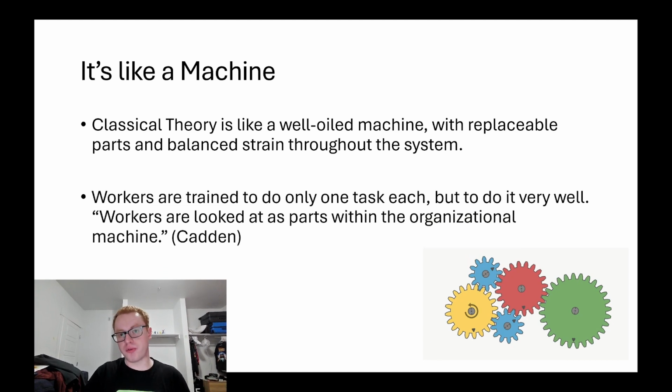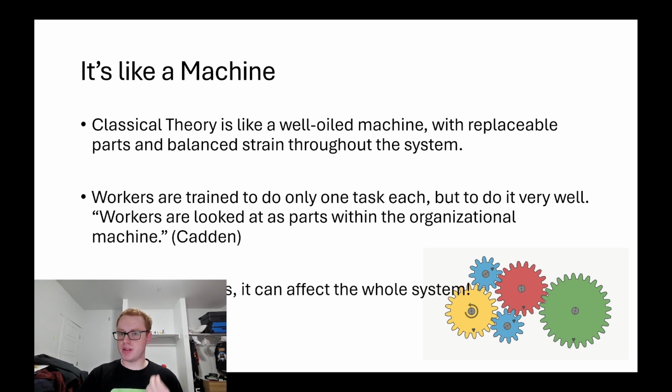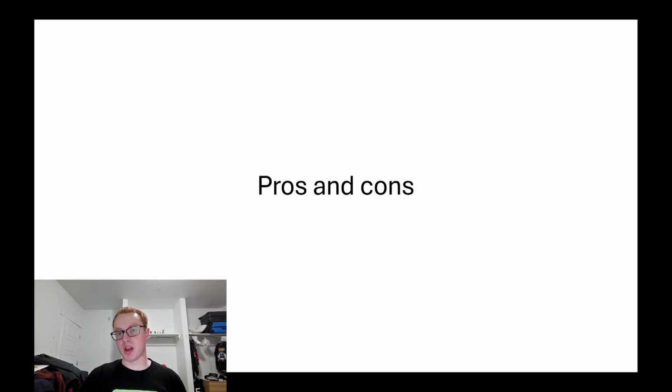A good quote from one of my resources for this is: workers are looked at as parts within the organizational machine, in that they are really good at doing one thing, and that's what they're trained to do. But the problem with this is if one part fails, the whole machine might have to stop just to replace that one part before it can go again. It works very, very efficiently, so that's not the biggest problem. Now, there's pros and cons with this kind of thinking.